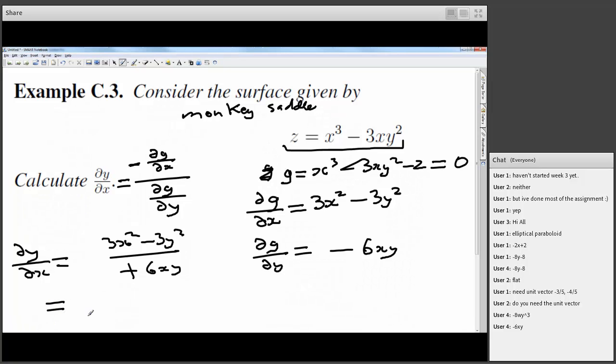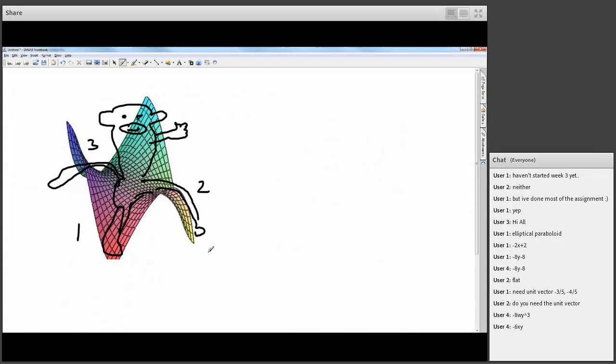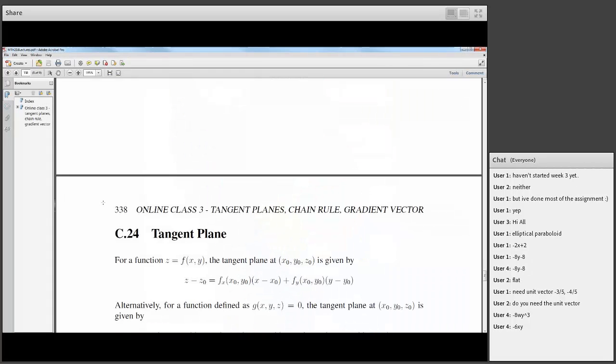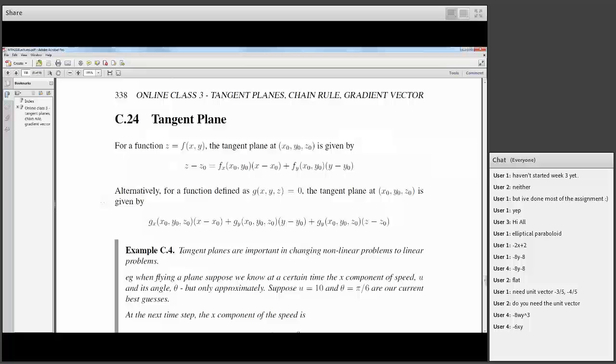And you can simplify it down if you want to. The common factor is 3, for example. So x squared minus y squared on 2xy, and that's the answer. And then if you want, you can plug values of x and y in to work out what this partial corresponds to at various points in time. So lots of different applications.